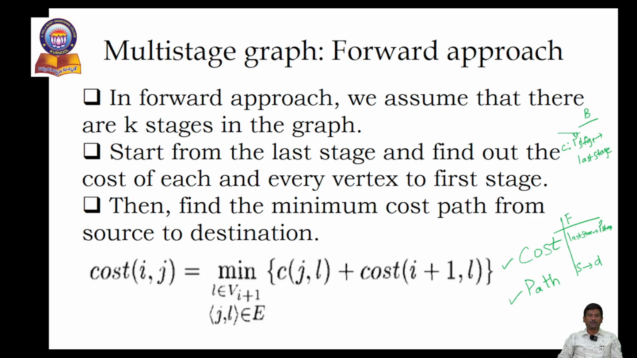And here you can observe there are two formulas which are being implemented in the multi-stage graph problem depending upon the approach that you are using. In the forward approach, that is cost of i, j, that is how to calculate the cost. So cost of i, j is given as the minimum of c of j, l plus cost of i plus 1, l, where l belongs to V i plus 1, and j, l belongs to the set of edges, that is E.